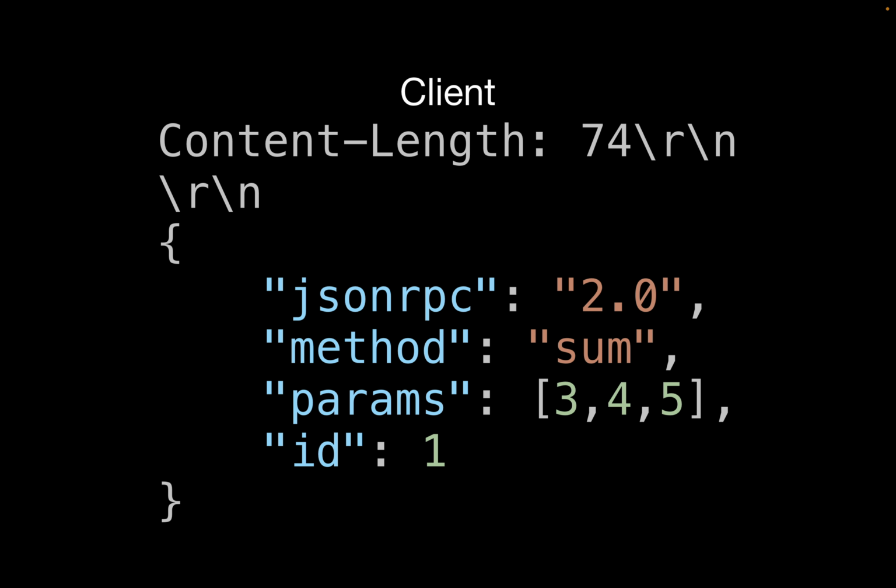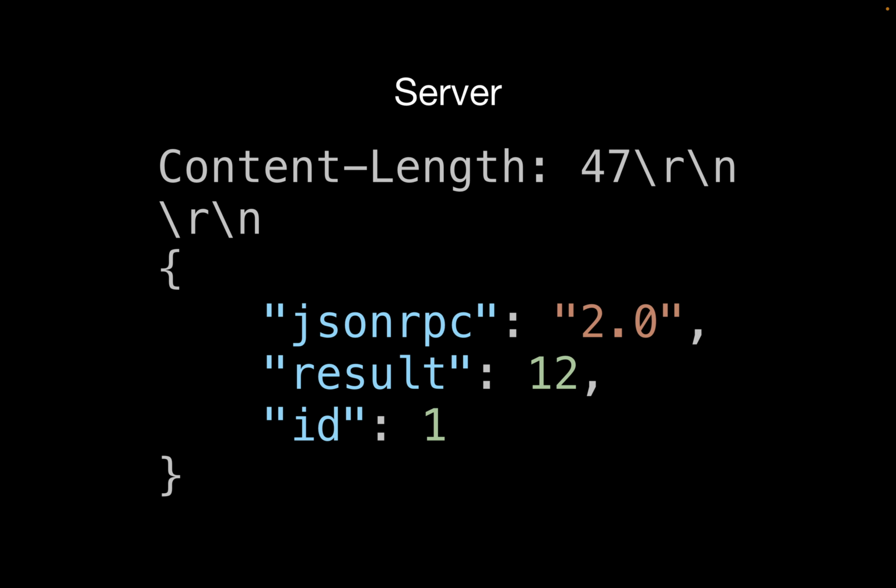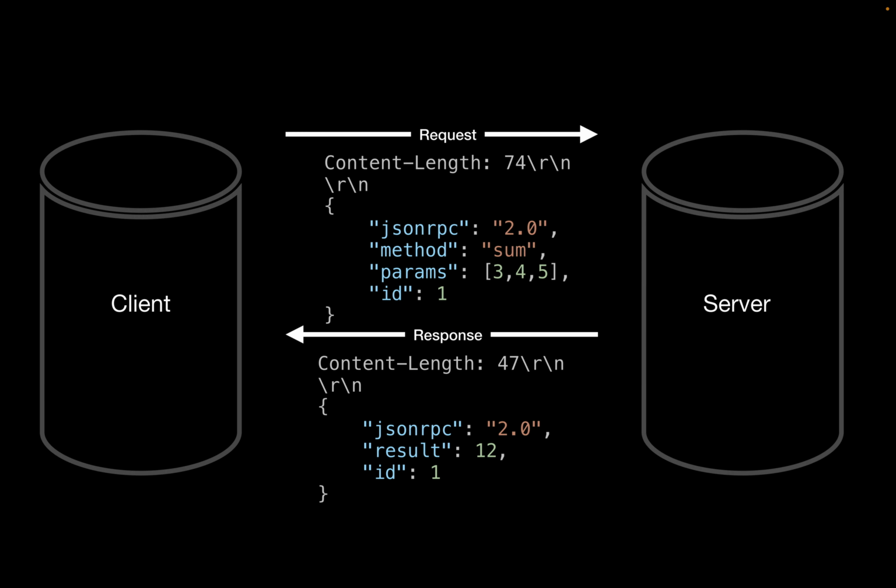To look back at our previous examples, here's the client message with the content length header prefixed. And then here's the server message with the content length header prefixed. Finally, it all looks like this.